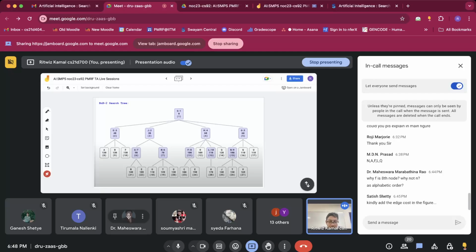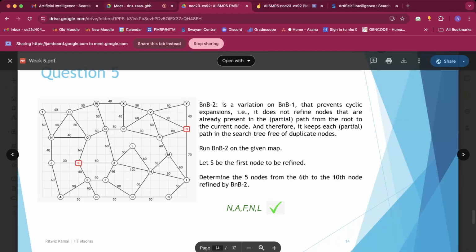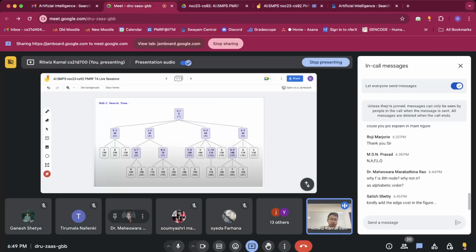And the second is, kindly add the edge cost in the figure. Which figure are you referring to, Satish? In the search tree? In the search tree we already have the costs. So the third element over here is this 30, 90. These are all the costs associated with the partial paths. So 70 is the cost of going from S to J to N, this whole partial path. 120 is the cost of going from S to J to N to T. Does that address your doubt?